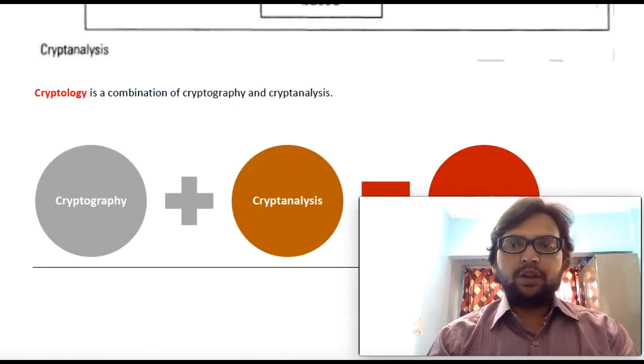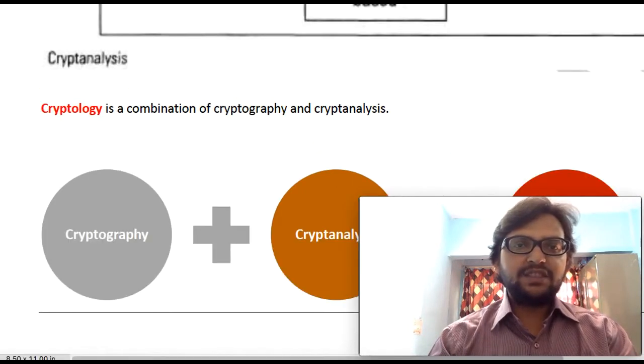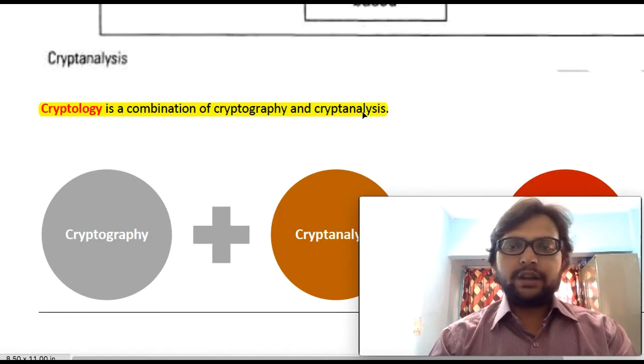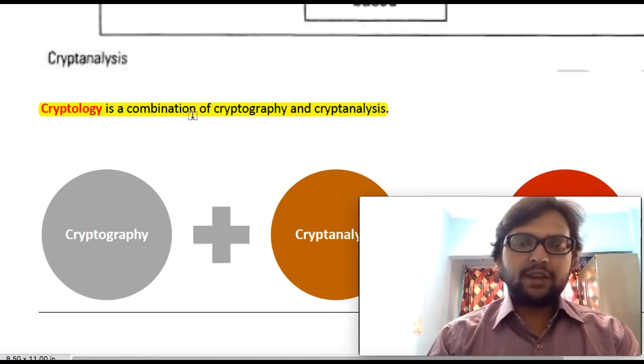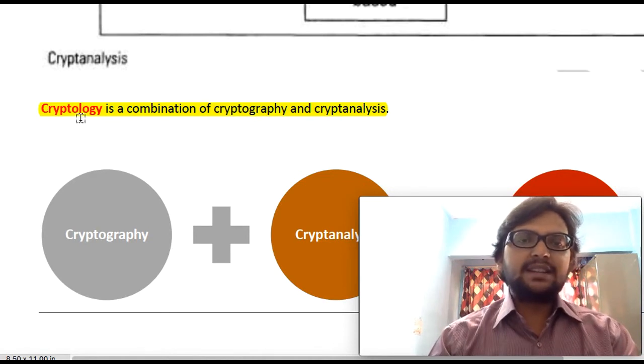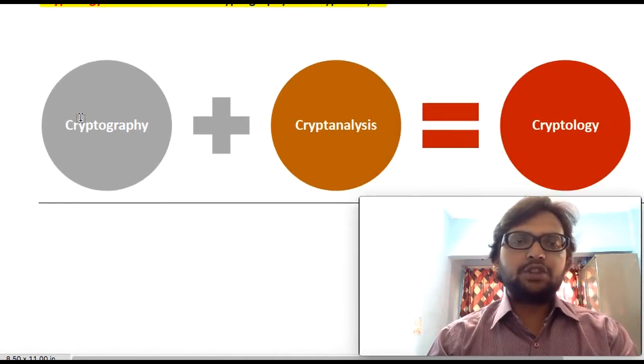Now, one of the most important parts is the definition given here: cryptology. We already covered cryptography, converting readable into non-readable, and cryptanalysis, non-readable to readable. The combination of these two is called cryptology. So what do we mean by cryptology? Cryptography plus cryptanalysis equals cryptology. Remember this very clearly. If we combine both these techniques, that gives us cryptology.